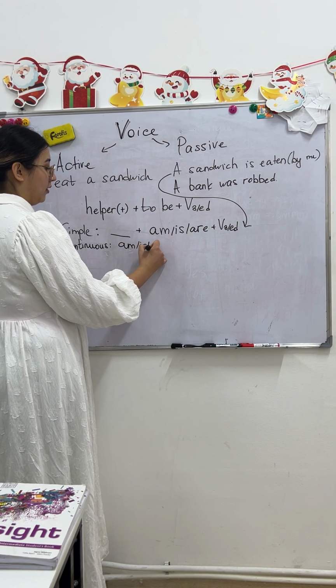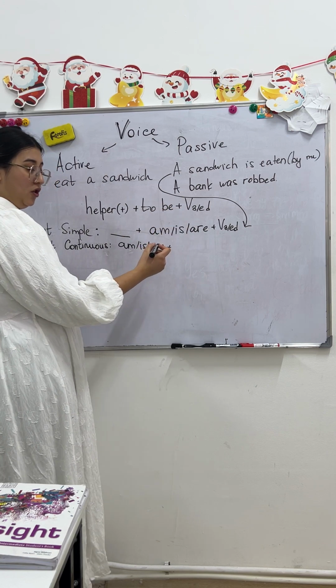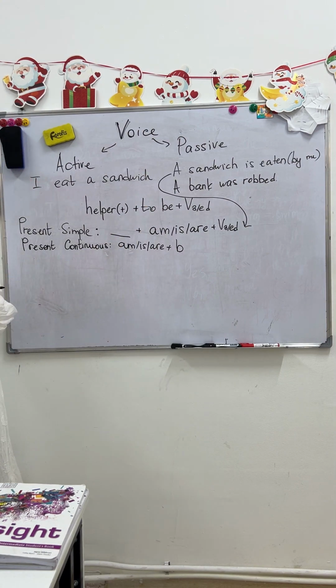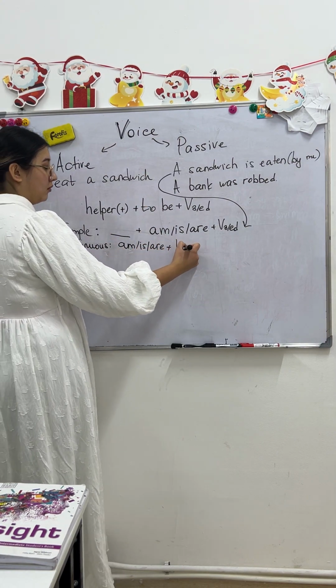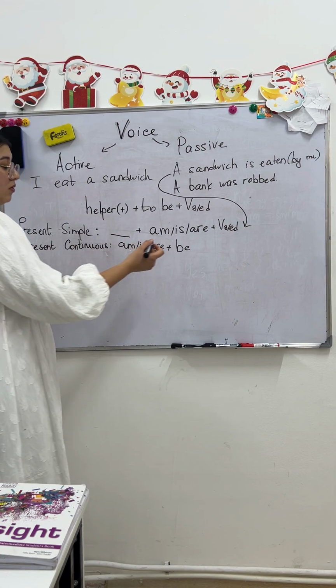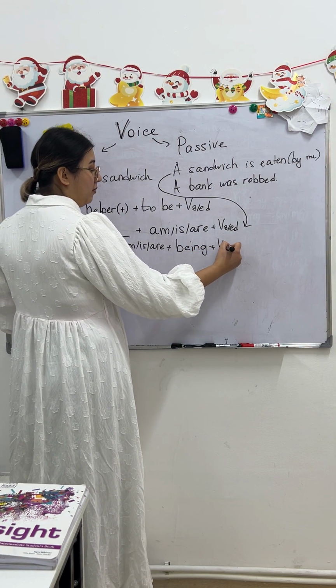Before you go to ing, you need to put be with ing. So, how does to be change in present continuous? Say me a sentence in present continuous. I'm eating. I'm eating, so being plus verb in the third form or ed.